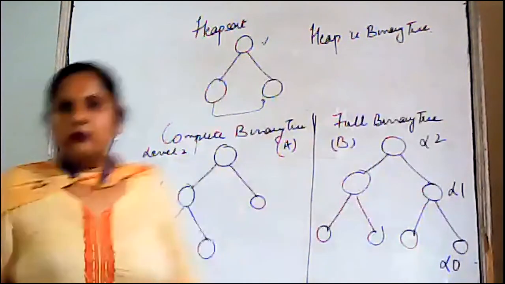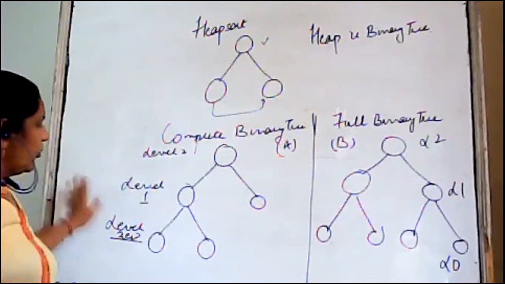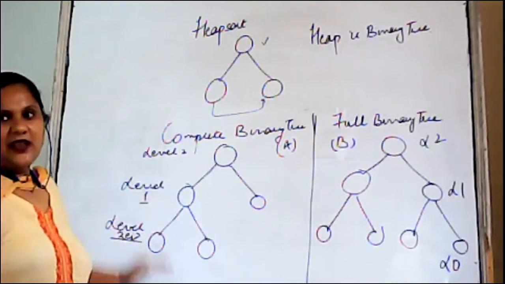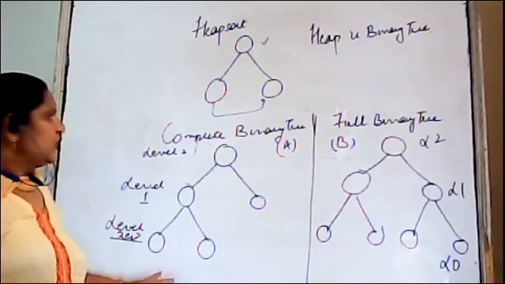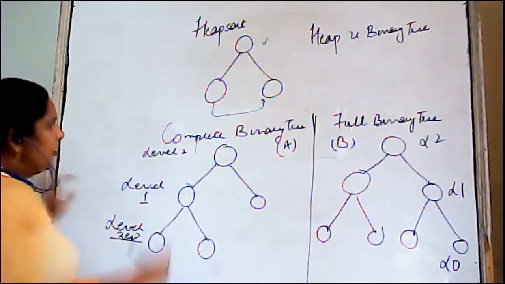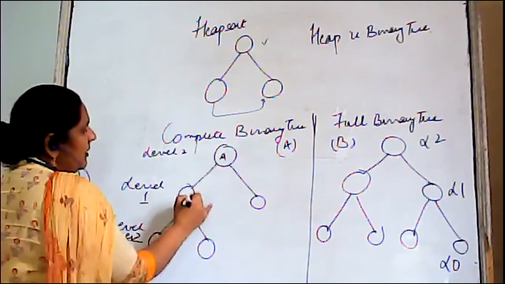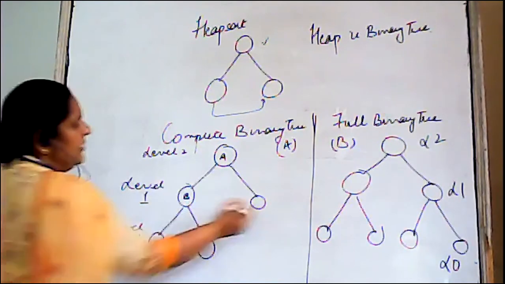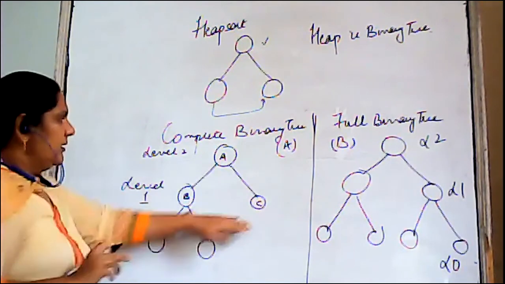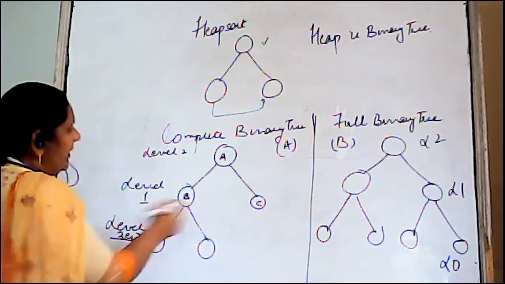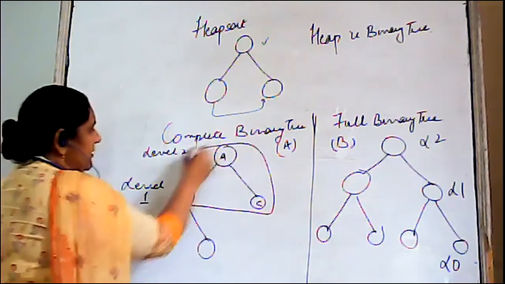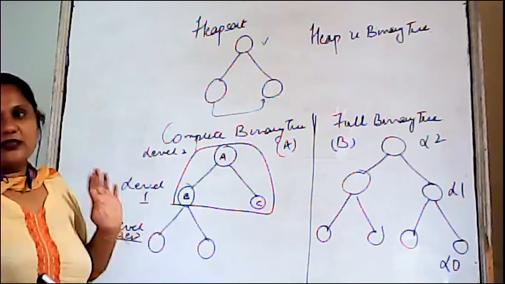So a complete binary tree is a tree where all the levels except the last level should be completely filled. That means, suppose this is A, B is the left child of A, and C is the right child of A. Fine. So at level 1, this tree is complete.